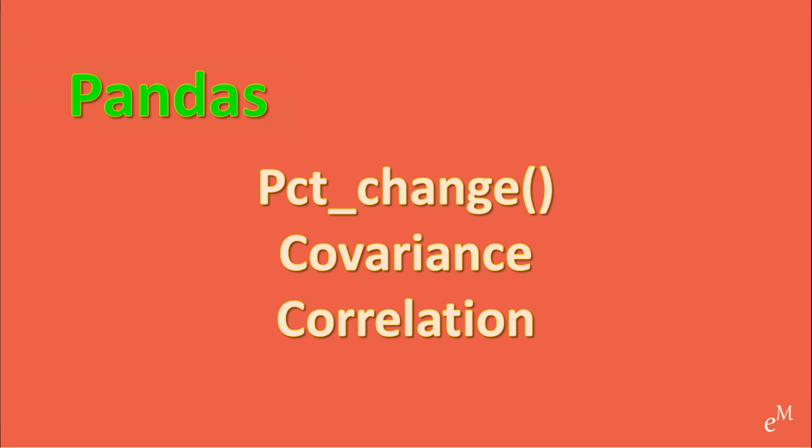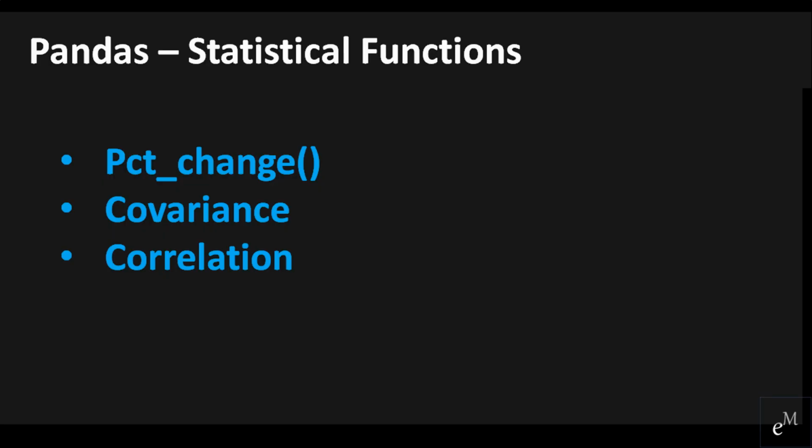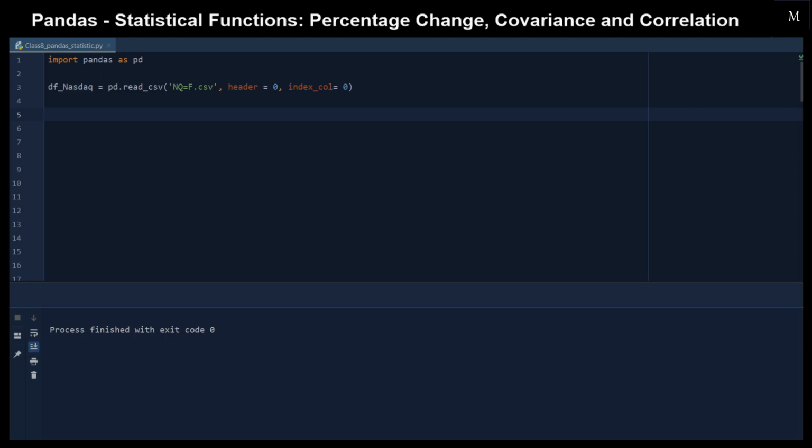Apart from the descriptive statistics such as count, sum, and mean, there are some other statistical functions which we can apply on Pandas data frame objects. They include percentage change, covariance, and correlation. So let me show you an example to see how we could work with the percentage change, covariance, and also the correlations.